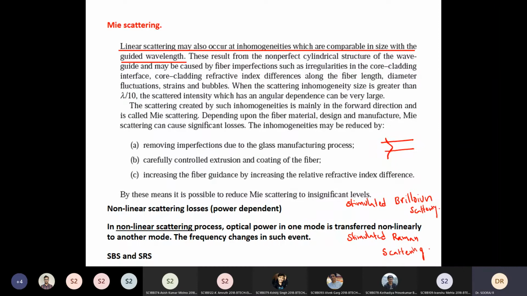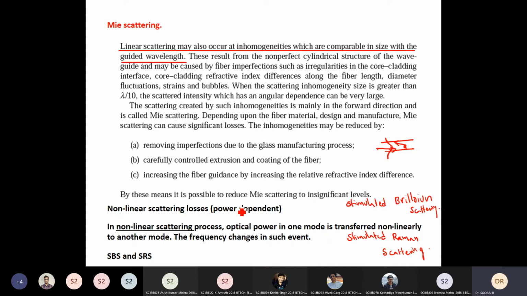So in these two scattering processes, the frequency or wavelength of the scattered light is slightly different from the frequency of the incident light. Say a photon is passing through the optical fiber. It finds an inhomogeneity there, and there is a scattering, which means the direction changes. The wavelength or frequency of this scattered light is different from that of the incident light.